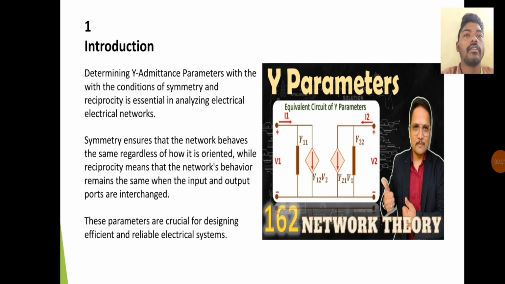Introduction. Determining Y admittance parameters with the conditions of symmetry and reciprocity is essential in analyzing electrical networks. Symmetry means that the network behaves the same regardless of how it is oriented, while reciprocity means that the network's behavior remains the same when the input and output ports are interchanged. These parameters are critical for designing efficient and reliable electrical systems.